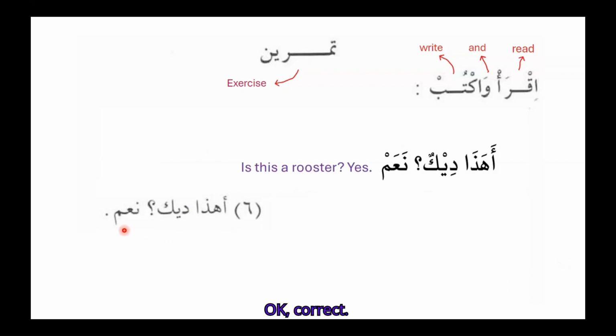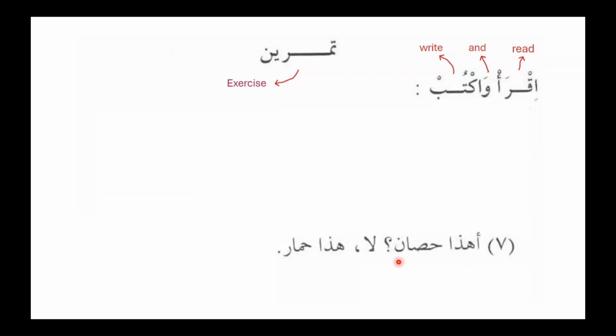Okay, correct. أهذا ديك؟ نعم. This means, is this a rooster? Yes. Okay, next. Correct.